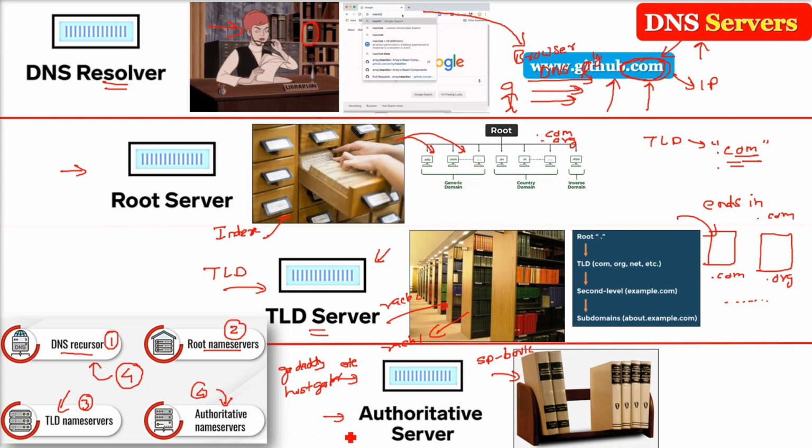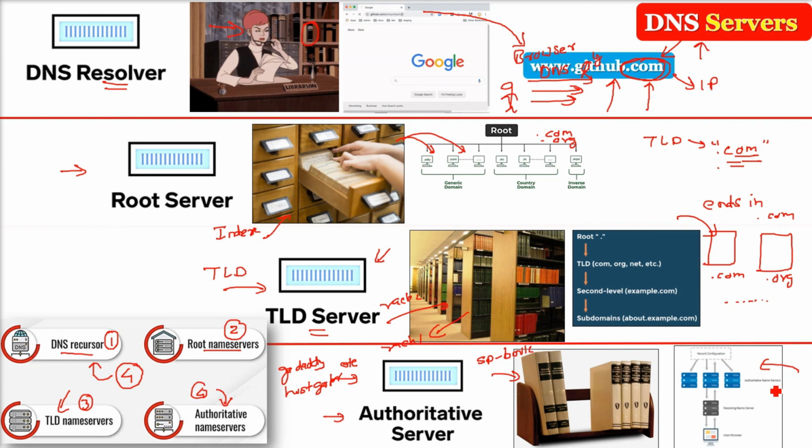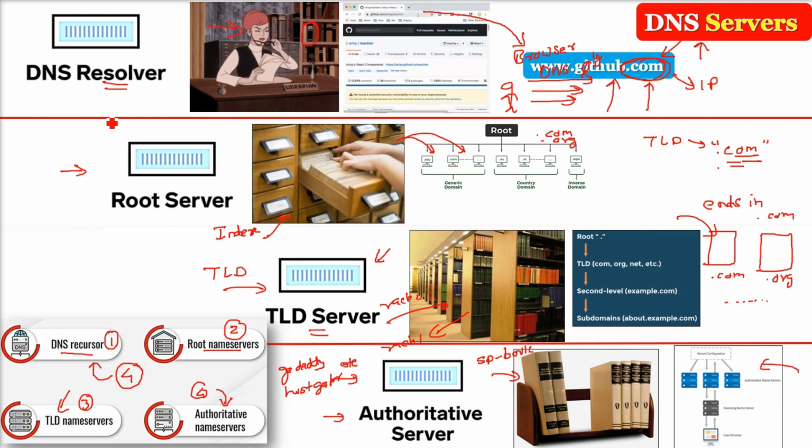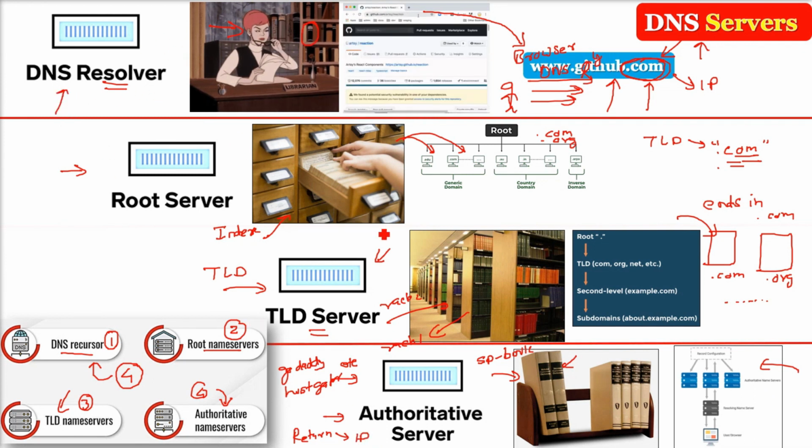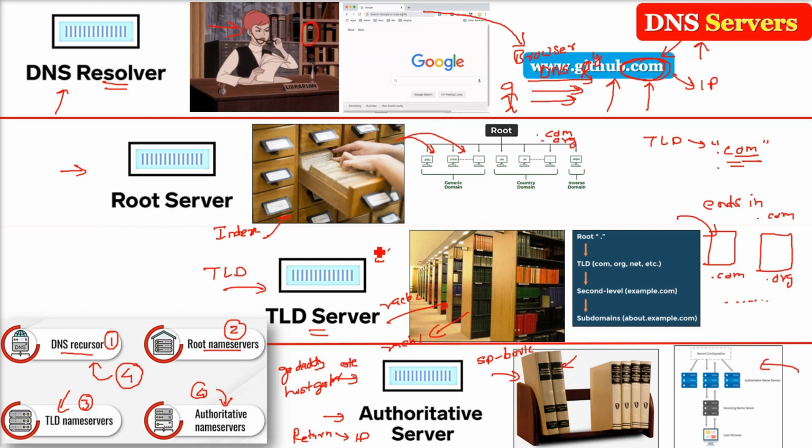If the authoritative name server has access to the requested record, it will return the IP address for the requested host name back to the DNS recursor, the librarian here, that made the initial request. So this is how the DNS servers work, and this is what they are for.